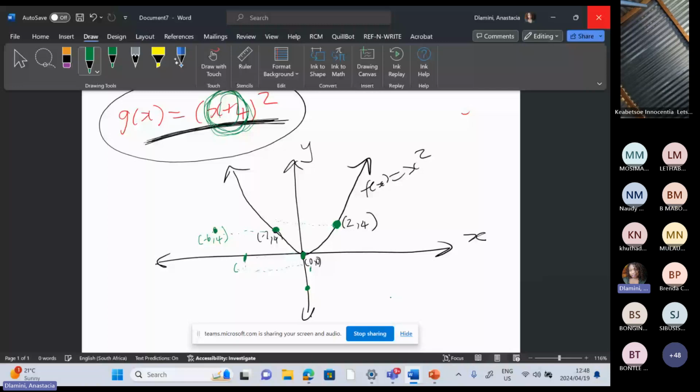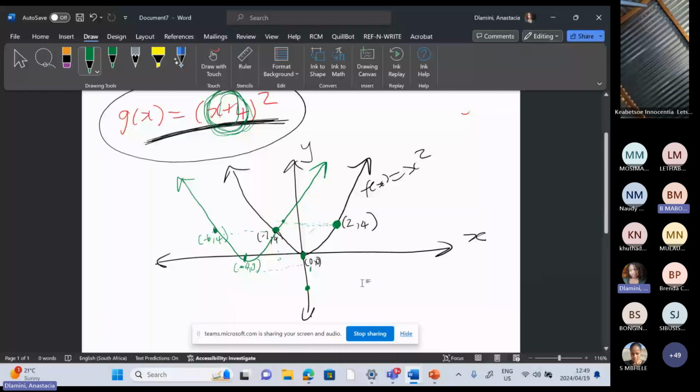There we go. We didn't write this point. Did we write this point? This point becomes -2 and what? And 4. -2 and 4. So then our new graph will be like this. Are we all together? Yes. Yes, ma'am.